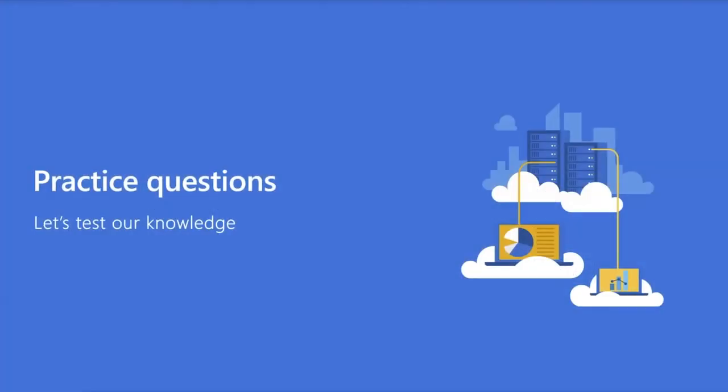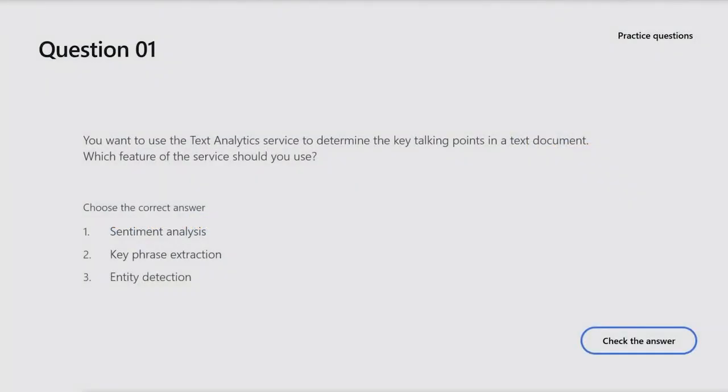That brings us to the end of Objective Domain 4. Why don't we do a quick check-in and see how you're doing? Let's start with question 1. Remember, there's going to be a number of different question types on there, and this is just an example. You want to use the text analytics service to determine the key talking points in a text document. Which features should you use? Please choose from one of the options below. 1, is it sentiment analysis? 2, key phrase extraction? Or 3, entity detection? I'm going to give you 30 seconds to respond.